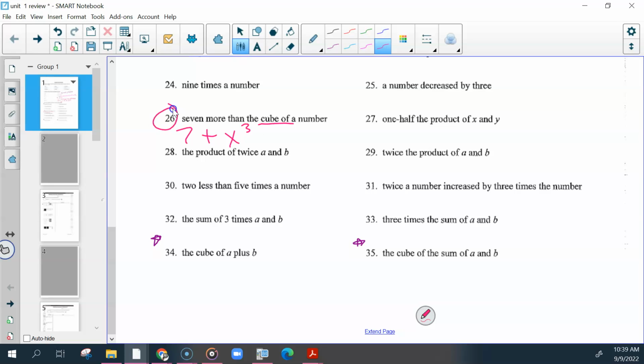Oh, I really like this one. It would say the sum of. So this would be different because all of this would be in the cube. So be careful with placement. The order of which it's written will tell you what is being cubed, squared, added, multiplied, whatever. Other questions?